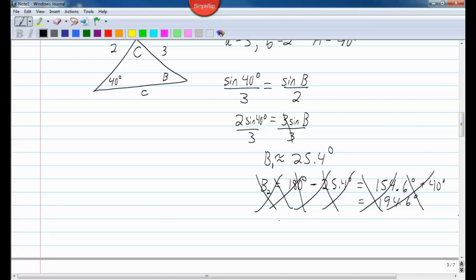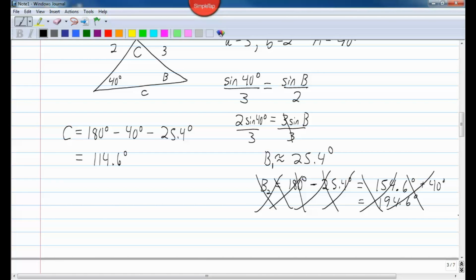Now that I know there is not another triangle, I can solve for angle C. How can I do that? Well, you were given that one angle was 40 degrees. You figured out that another angle is 25.4 degrees. So to figure out the third angle of the triangle, that has to be equal to 180 degrees minus 40 degrees minus 25.4 degrees. So punch that in your calculator, and when you do, you'll get that angle C is 114.6 degrees.